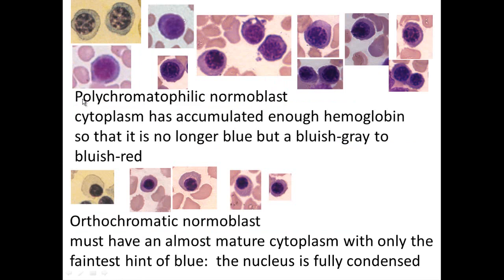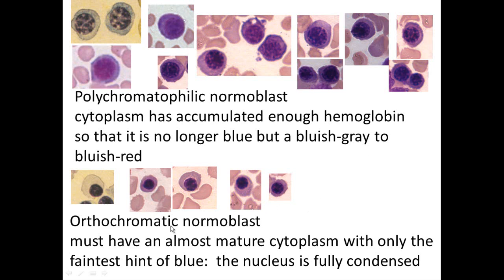The next stage down is the polychromatic normoblast. That is, there's more than one color in the cytoplasm. As hemoglobin accumulates, it dilutes out the blue and becomes blue-gray. And here we can see the artist's view of that with the blue and the gray. And here's the real cell. You can see the blue on the outside and the gray is the hemoglobin. Again, you can see the gray and the blue. And note that these polychromatic normoblasts vary in size, but the cytoplasm is very similar with a combination of blue and gray, hence polychromatic.